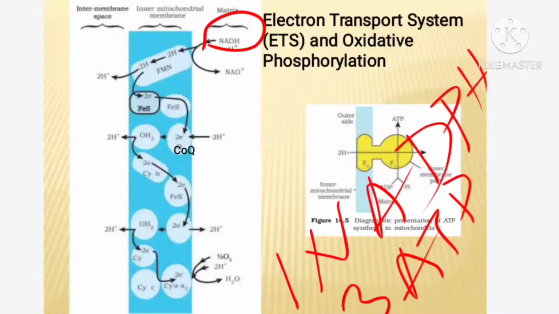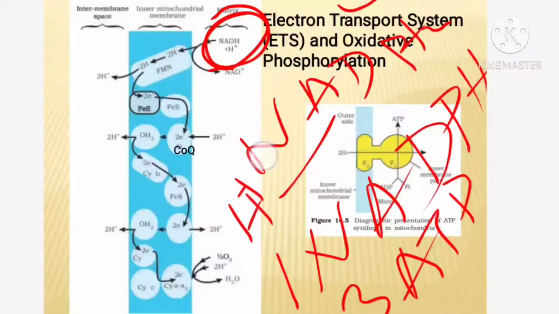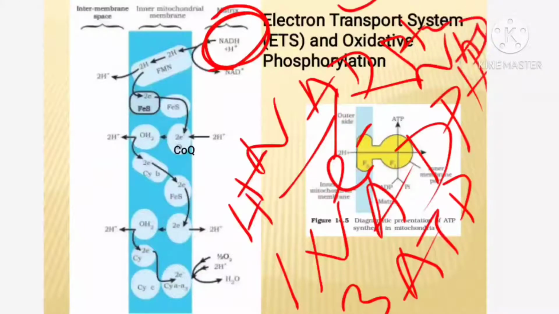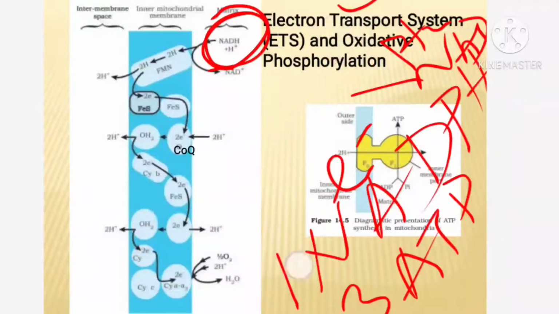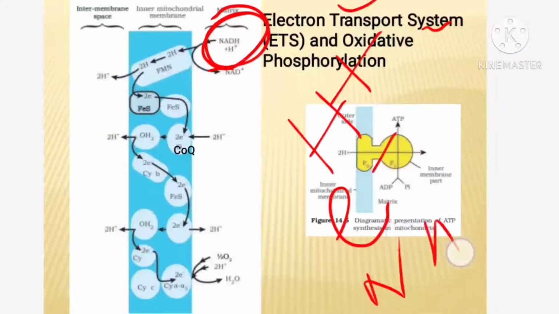The question comes how. For that only the explanation is being given here. NADH2 is broken down to NAD. When NADH2 is broken down in the electron transport system, it releases hydrogen ions, that is protons, and electrons, and at last NAD is formed. The same thing is represented here.